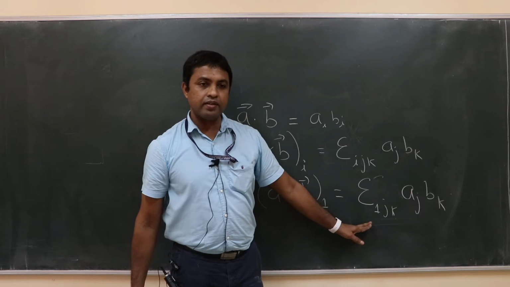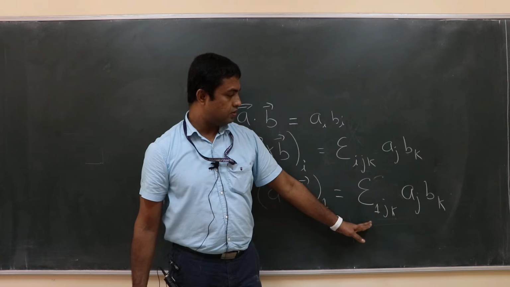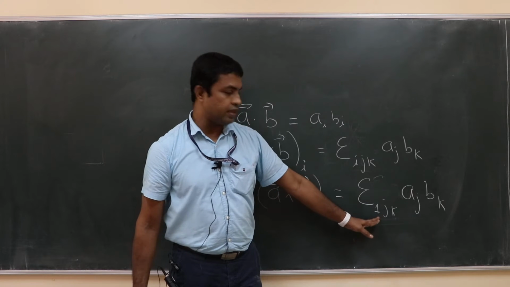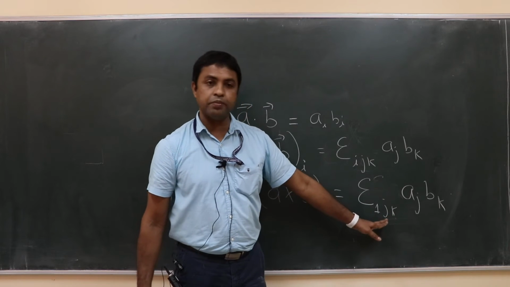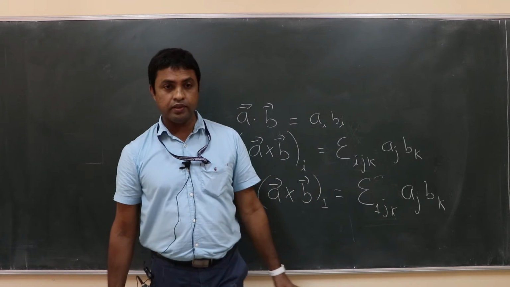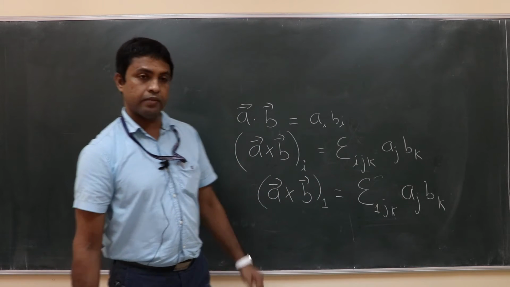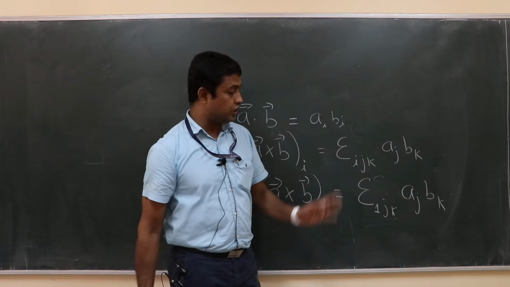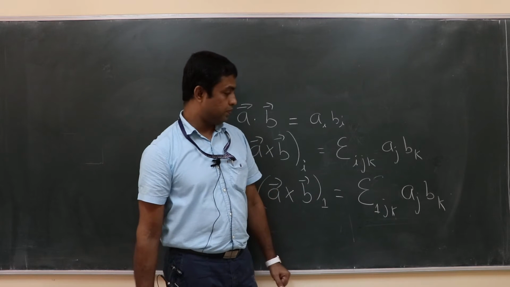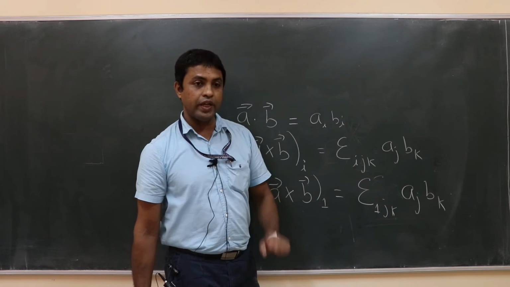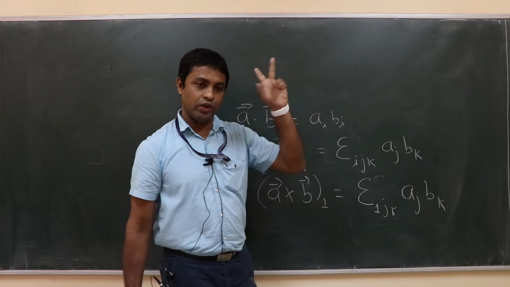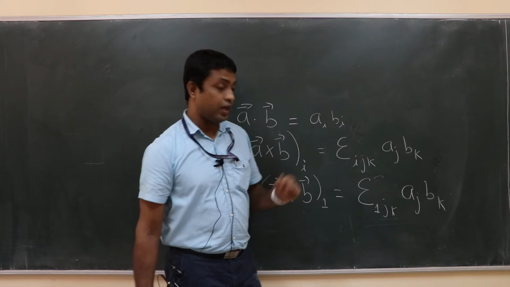So how many terms are there in this? j is summed from 1 to 3, k is summed from 1 to 3. How many? 9. Nine terms are there. But what are the terms which are non-zero in this? You know that only 2 terms are there, but how do you understand that?